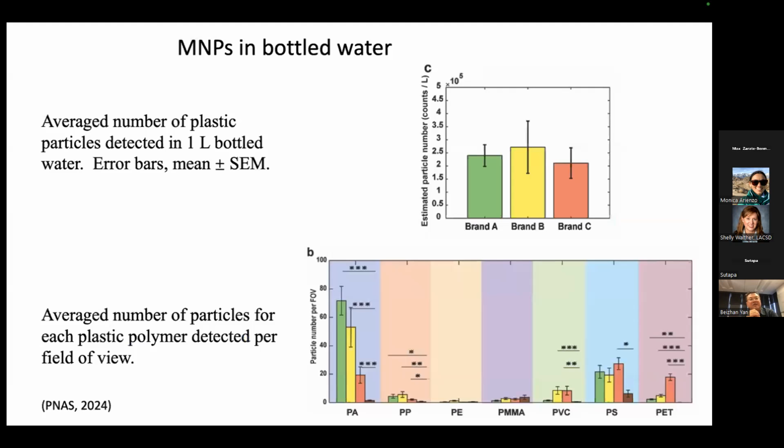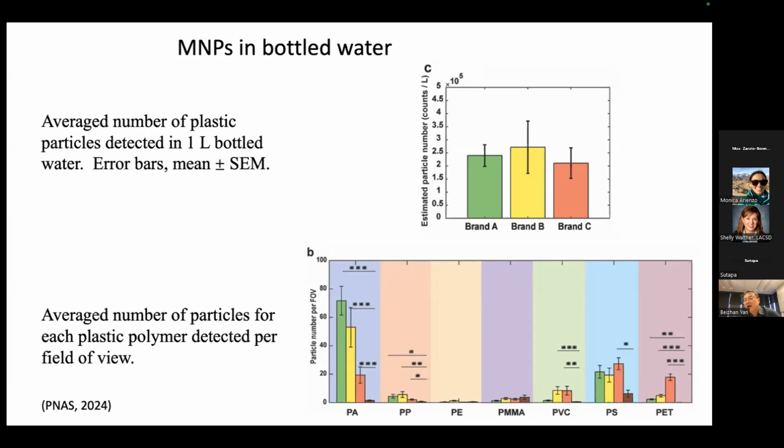After we set up this platform, the first question was what kind of application we could use it for. Our group thought bottled water would be a good use, because the identification of PET particles in bottled water had already been done. So the question was, do we have other particles? Do we also have particles at the nanoplastics level? So we selected 3 popular brands, did some work, and found that on average across the 3 brands, there were about 250,000 nano and microplastics in 1 liter of bottled water.